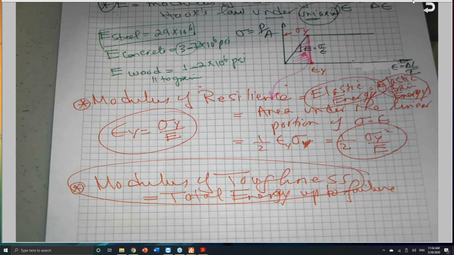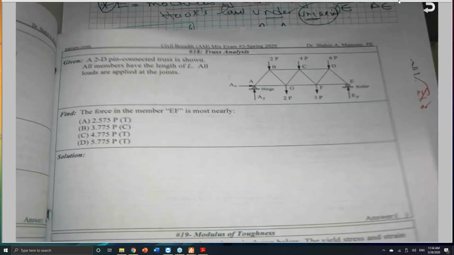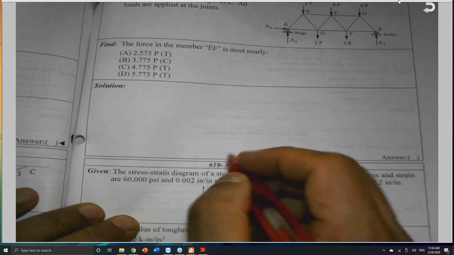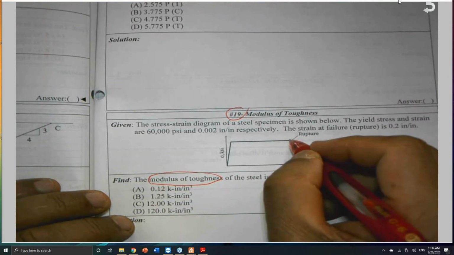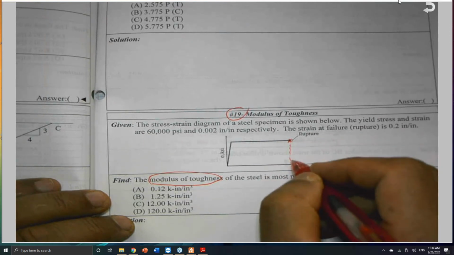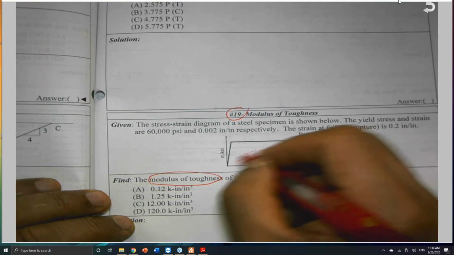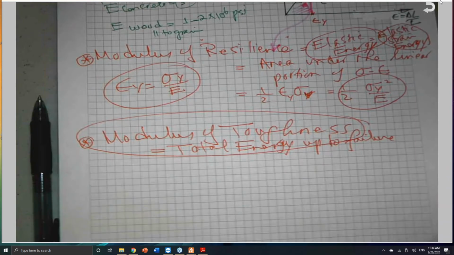I believe I repeated the same problem. This is problem number 23 when you receive it. Problem number 19, modulus of toughness. Here it is. It is the area; this is the rupture or failure. So the area under the entire stress-strain curve up to failure. I need all the area, so it is the entire area.